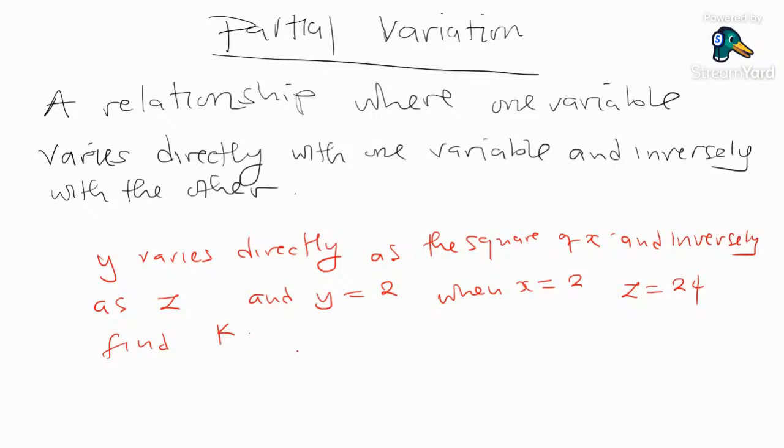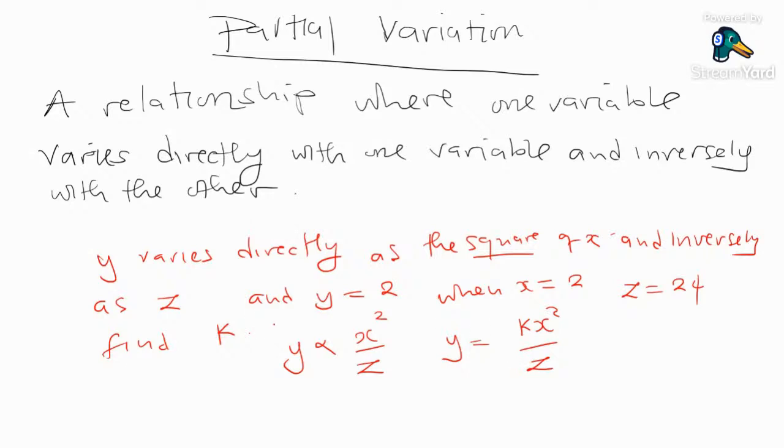Now when we say partial variation, we are saying y varies directly as the square of x. Remember, square. So it means varies directly as the square of x and inversely as z. So it will be like this. But of course, in terms of the formula, it's going to be y is equals to kx square over z.